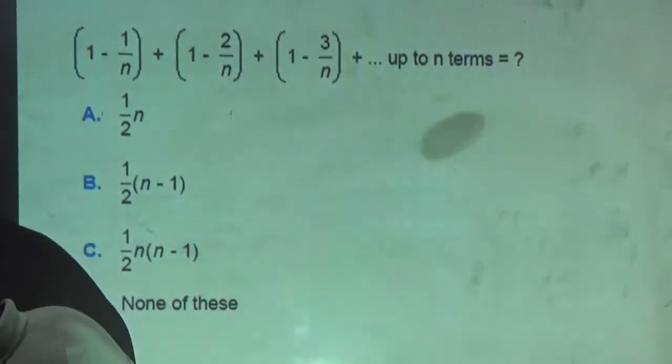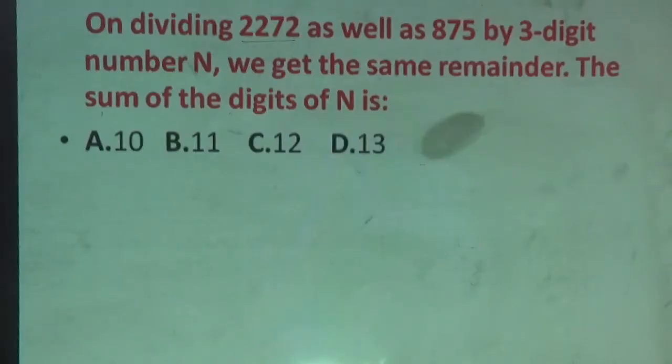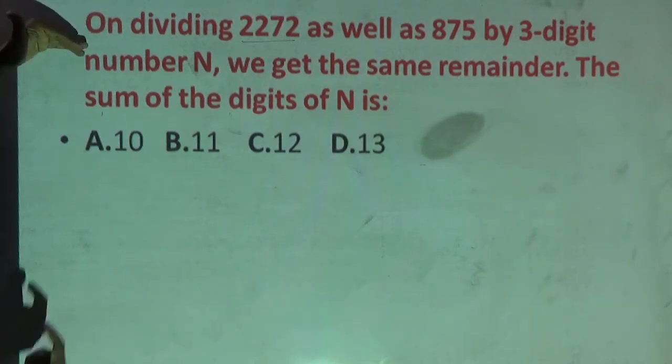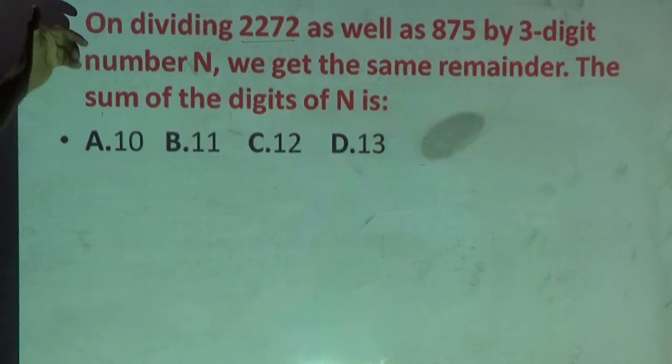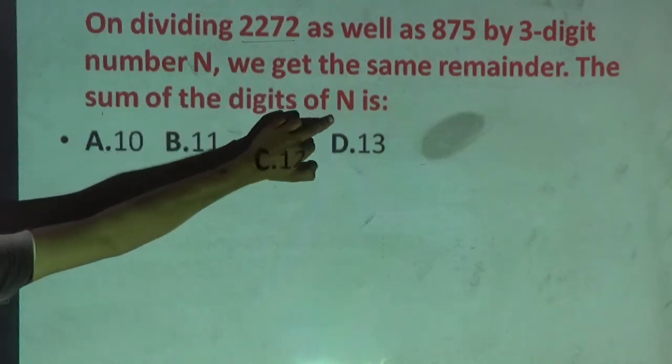So I will go for the next problem. On dividing 2272 as well as 875 by a 3-digit number n, we get the same remainder, they are saying. Then we need to find out the sum of digits in the given number n.